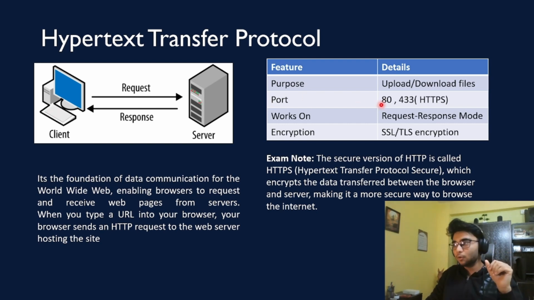This is how major protocols work. Now, it works on port number 80, and HTTPS works on port number 443. Now, what is HTTPS? It is basically used for security. One important thing is that it works on the request-response model, which is this. This is the whole model on which major communications are done.